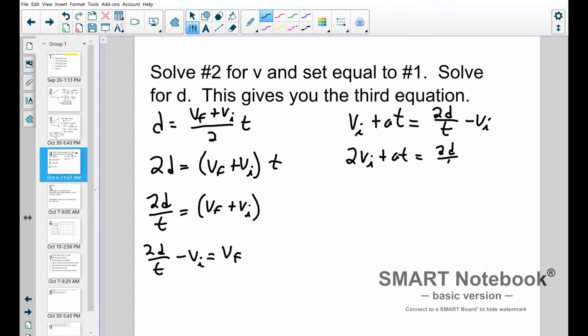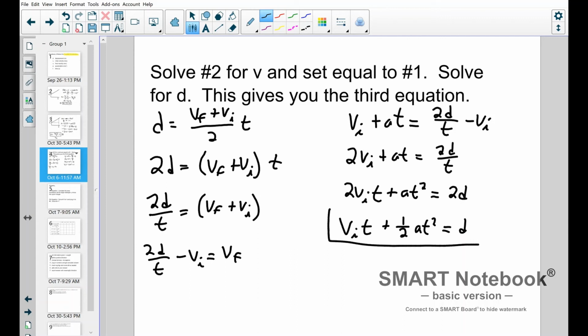equals 2D over T. I will multiply both sides by T. And I will divide both sides by 2. And this gives you the third equation.